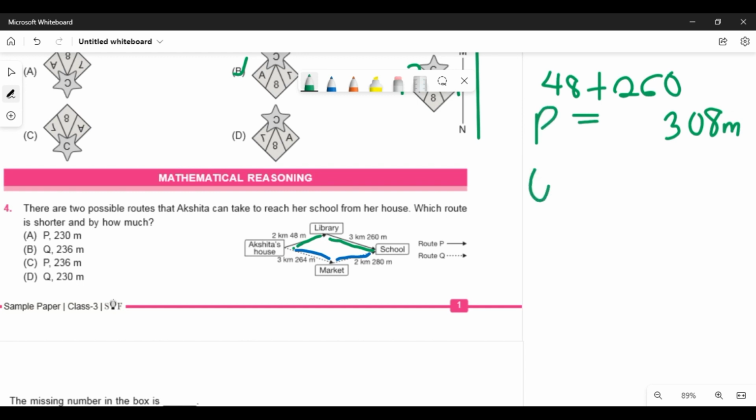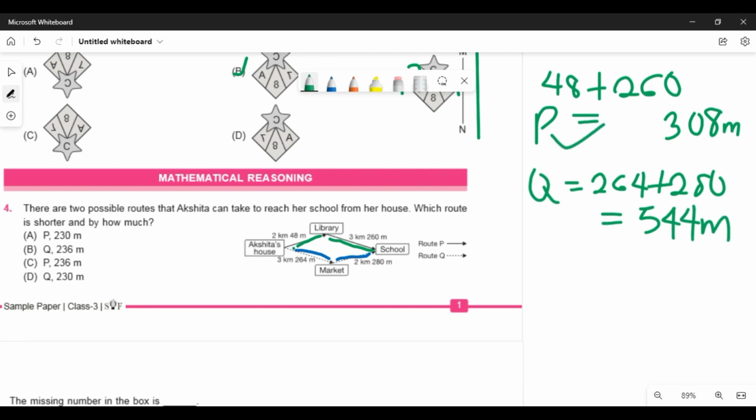Now, if Arc Theta will take route Q, we'll now look at route Q. It will give us 264 meters plus 280 meters, and that will be equal to 544 meters. So which is shorter? Of course, route P is shorter.